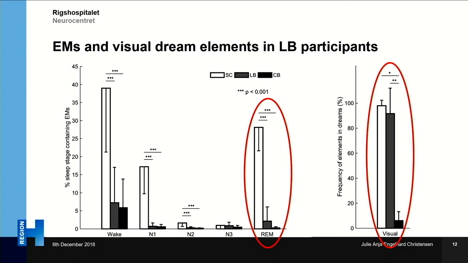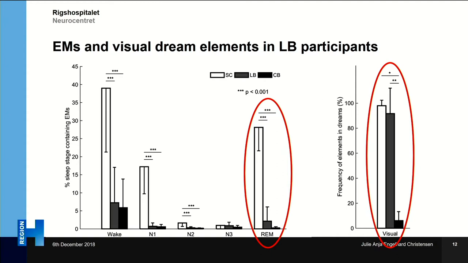So the most interesting result of this study is maybe this uncoupling, because we see that the late blind participants do not show any eye movements during their REM sleep, but they do not differ when they report the visual content of their dreams.